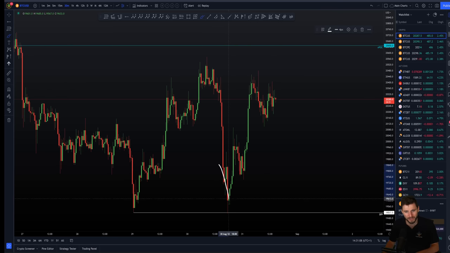So we move down to the very low. And down at this very low, we had a very, very nice long setup, but not for the faint-hearted, not for the scared traders.